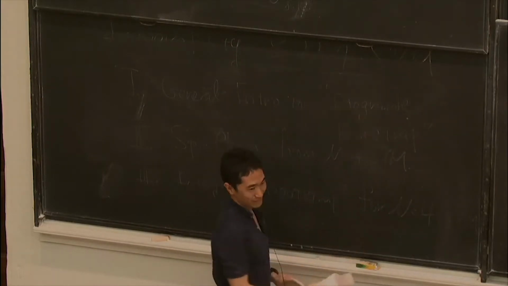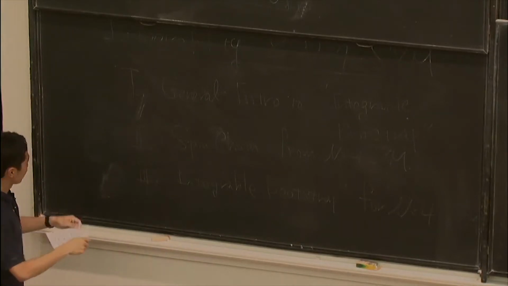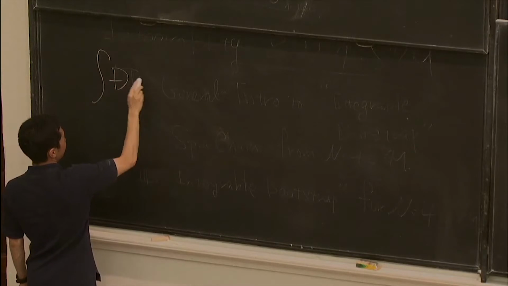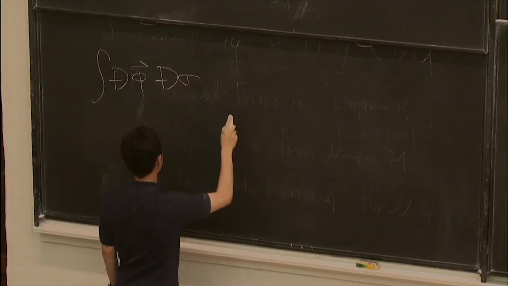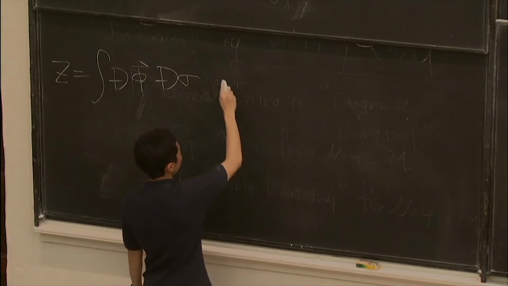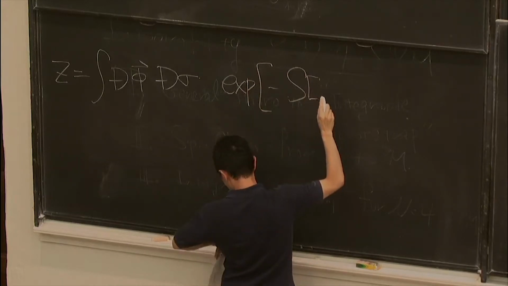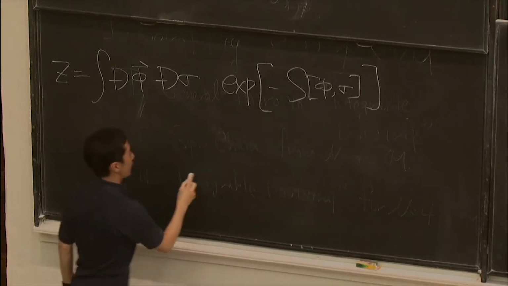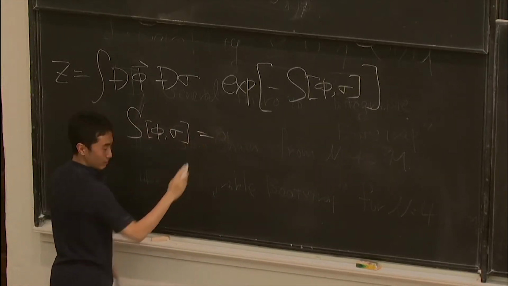I'm going to write down the action. So the action that I'm going to use is of this form. So this is the path integral. Sorry, this is not the action, but this is the path integral. The path integral that I'm going to use is this, exponential minus S of phi and sigma, and S of phi sigma is given by this.